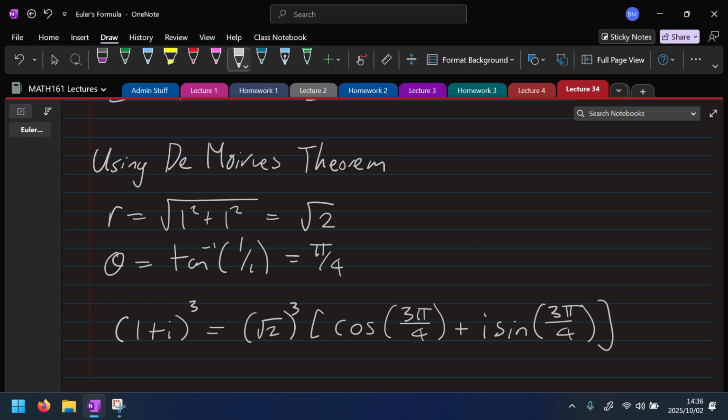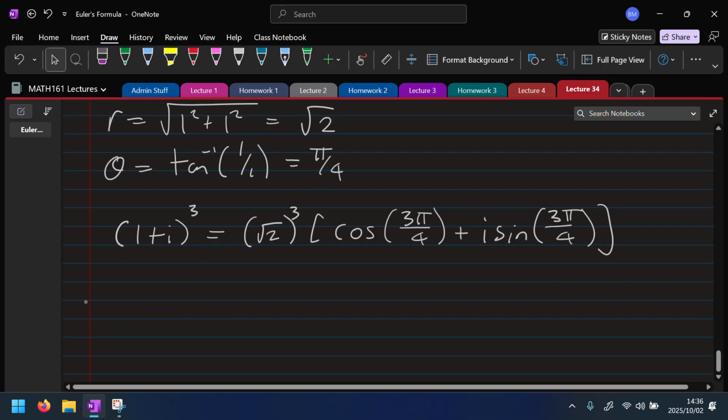Okay, so if you want to calculate the cube roots, you just need to find r, theta, and then you just substitute. Okay, and you all have your calculators. It's easy to put in cos 3 pi over 4 and sine 3 pi over 4. You get your answer. All right. Any questions for this one? All good. Okay. Number 2, roots of complex numbers.